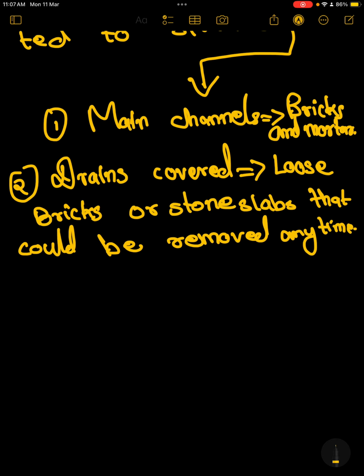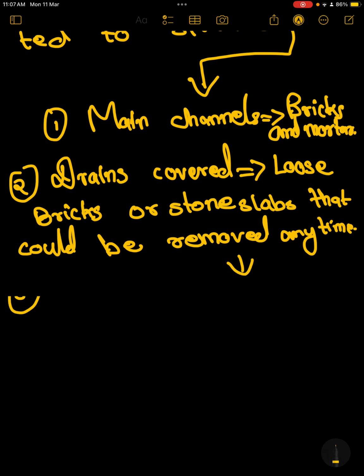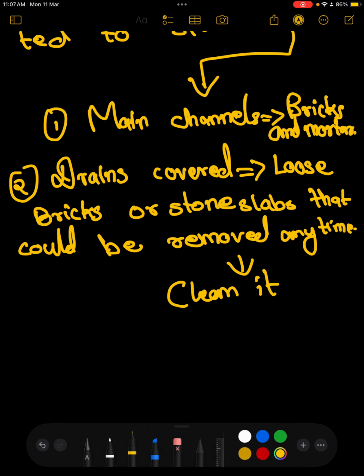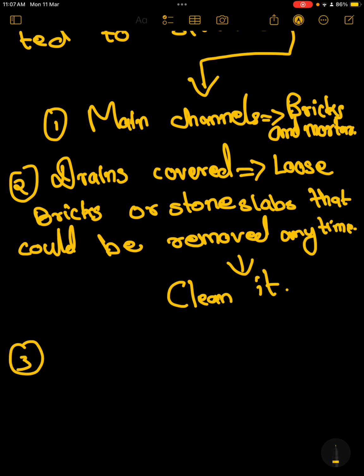There were loose bricks or stone slabs that could be removed anytime. Why would they remove them? It was because they wanted to clean the drains. In some cases, drains were covered with limestone.